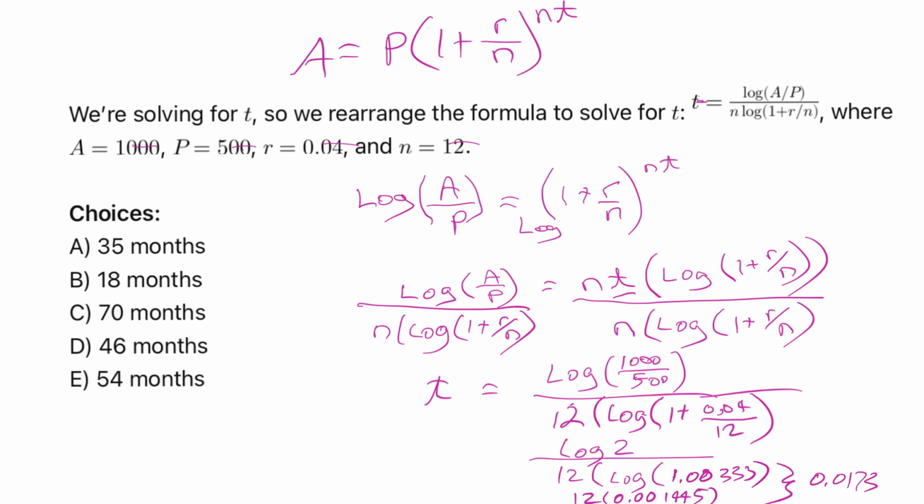So if I take a 2 and hit the log button, I get 0.301. Well, 0.301 divided by 0.0173 comes out to be 17.4. And so that means she's going to have to wait 18 months to get her money back. She's going to take 18 years at 4% for it to double. 18 years. It says 18 months, but it should be 18 years because we were solving for years.